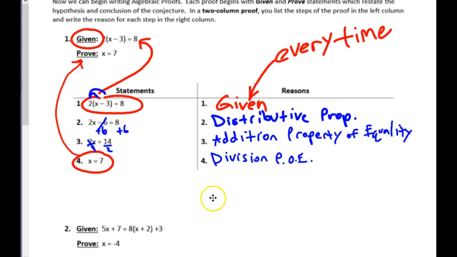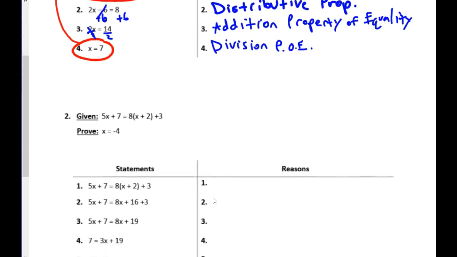Let's try number 2. Good. Now 2 has a lot of steps, but that's all right. We just do it step by step. Number 1, what's always the reason? Given. Let's write that down. What happened between step 1 and step 2? The parentheses disappeared because we distributed the 8 into the x, into the 2. So distributive property.